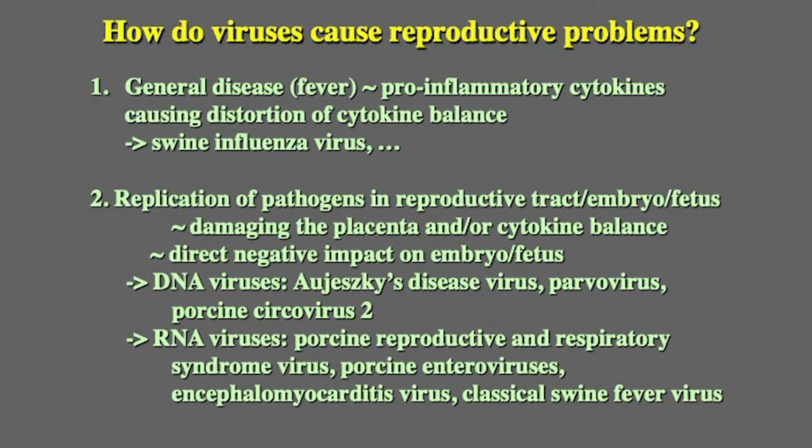So the fetus stays in the uterus just because the whole system says, calm down, don't react to those foreign antigens. Then how do viruses cause reproductive failure? And I want to keep it simple. I think the biggest group are just causing general disease. This is due to pro-inflammatory cytokines causing distortion of cytokine balances. A beautiful example is swine influenza. You know that if there's a storm of influenza coming over a farm, sows get fever, and then you will for sure have abortion. We will come back to that later when we talk about diagnosis.